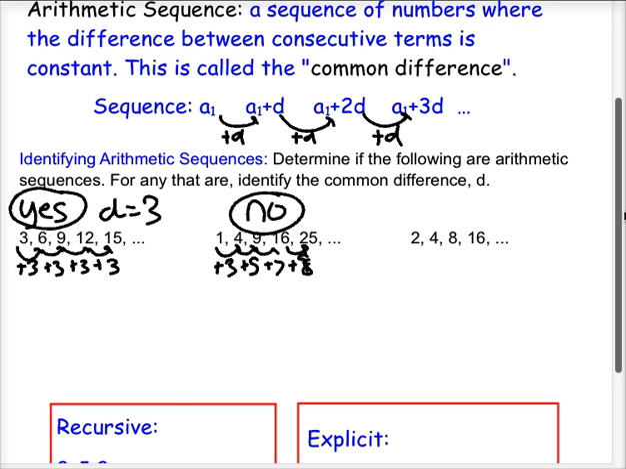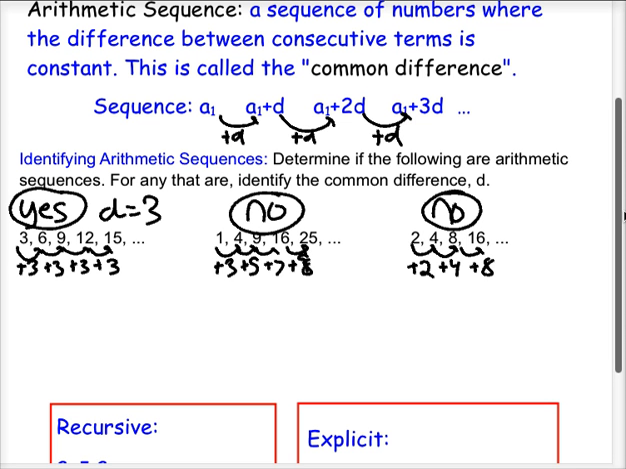Okay. How about the next one? Let's take a look at that. So here we're adding 2. Oh, uh-oh. Here we're adding 4, adding 8. Well, that doesn't look promising either. We're not adding the same thing over and over and over again. So this one isn't arithmetic either.